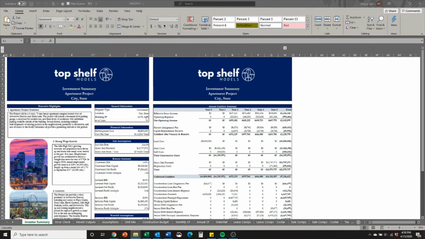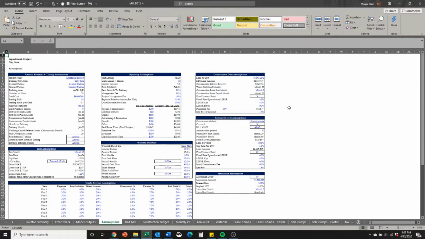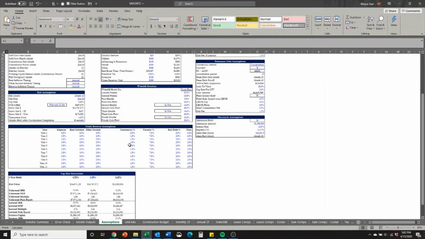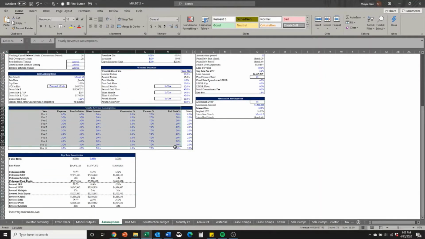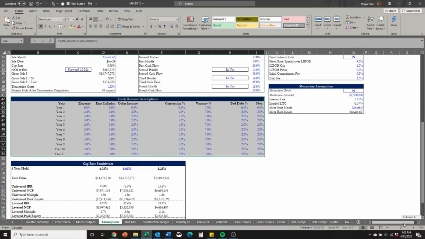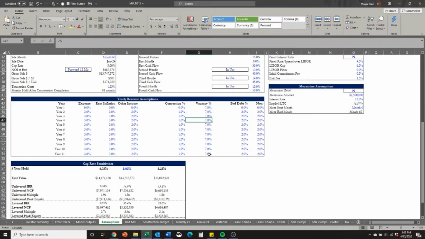Right now, I am in the multifamily development model, which you can buy from the Top Shelf Model website, and I will be showing you how we calculate general vacancy in our models. I am on the assumptions tab, and if you scroll down to the yearly revenue assumptions box, and I'll zoom in a bit so that we can see properly, you can see here in column G that we have a vacancy percentage for the various years. We have year 1, 2, 3, 4, 5, etc., all the way to year 11.